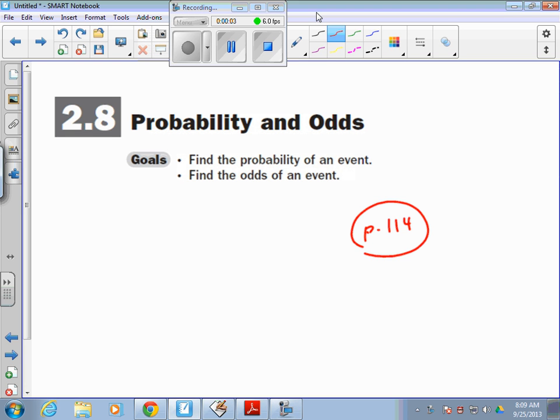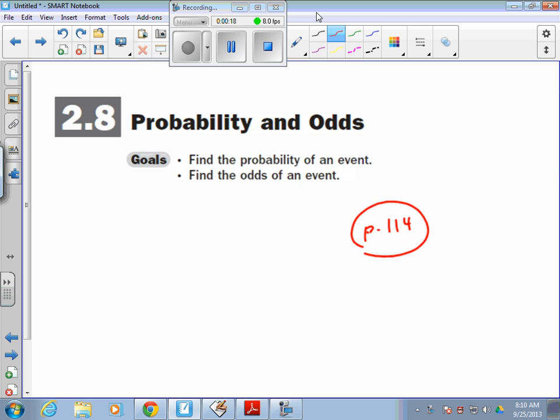Today we're looking at section 2.8, probability and odds. We have a couple of goals. First one is we're finding the probability of an event. Second one, we're finding the odds of an event. And in the process of doing both of those, we're going to explain the difference between the two.